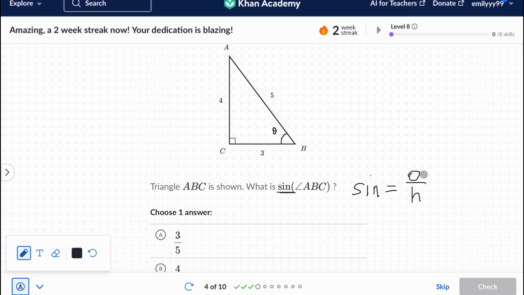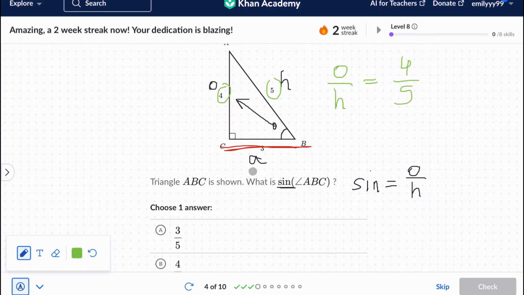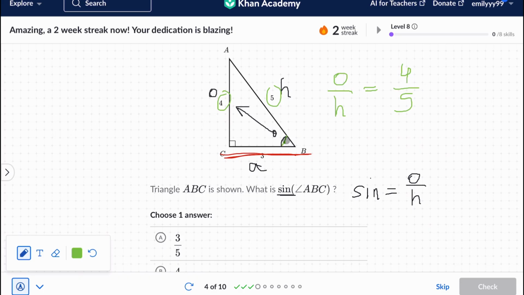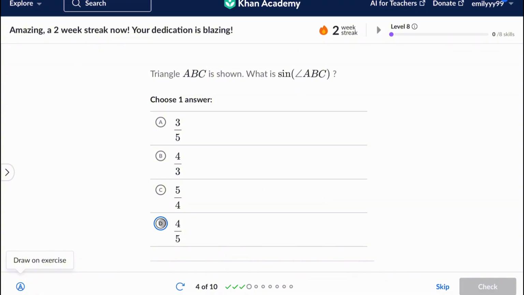And so if we're doing opposite over hypotenuse, we can draw an arrow here. This is the opposite, and this is the hypotenuse. This is the adjacent side, so that means we won't be using this side. We'll just be using 4 and 5, and it's opposite over hypotenuse, so that should equal 4 over 5, and that should be the sine of this angle right here. That is 4 over 5, which is D.